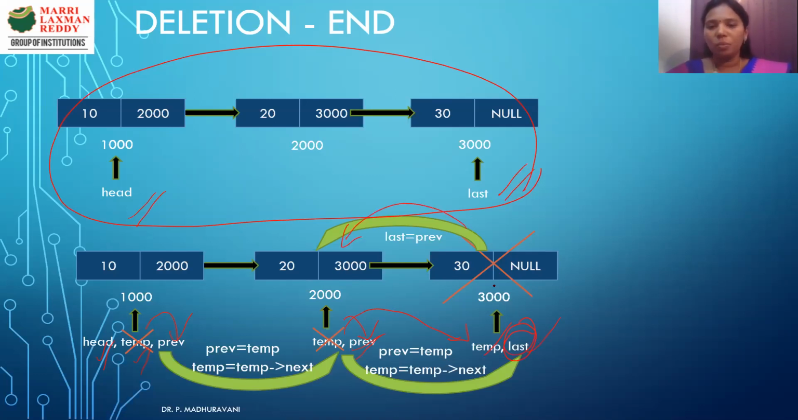Now I'll move the last pointer to previous, that means the previous location, and then this node becomes the temporary node. Now simply I can remove this temporary node. After removing this temporary node, this becomes your last node. So this is the procedure to remove the last node in linked list.